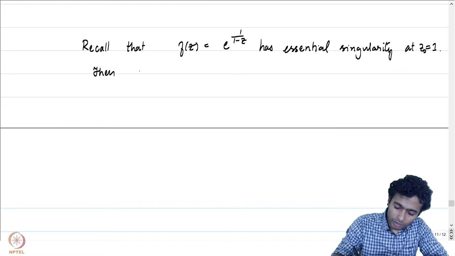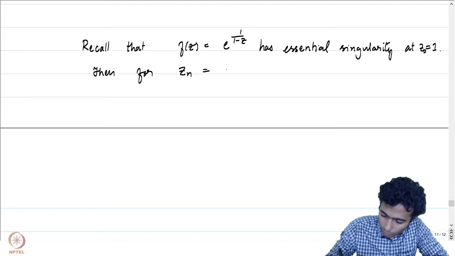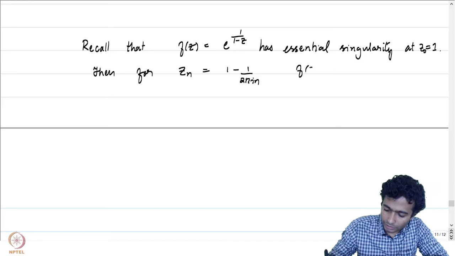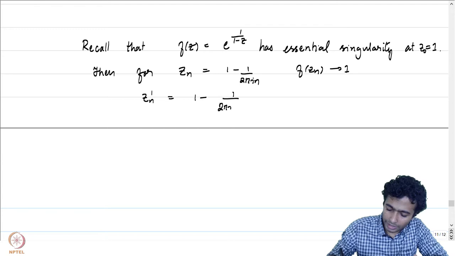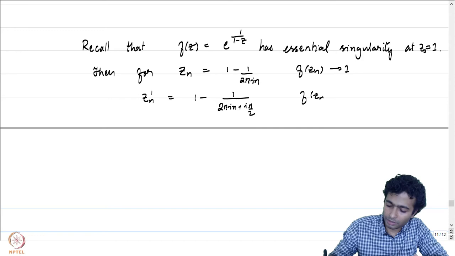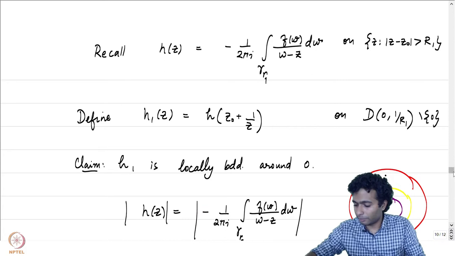For the sequence zn, I think it was 1 minus 1 by 2 pi i n, f of zn converges to 1. In fact, f of zn is equal to 1 for each of these. And for zn prime, which is 1 minus 1 by 2 pi i n plus i pi by 2, f of zn prime converges to i. So, there is no one limit that we will be able to get hold of in these cases.